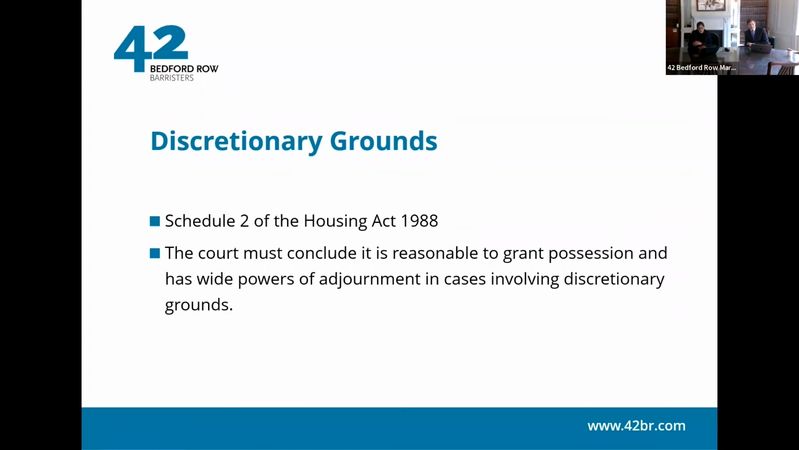Again, I'm not going to run through all of them, but by way of an example, ground 9 relates to suitable alternative accommodation. So for that ground, you need 2 months of notice of proceedings. There needs to be suitable alternative accommodation for the tenant, either available or to be available when the court order takes effect. And if the court is satisfied that the alternative accommodation is suitable, it must also consider whether it's reasonable to award possession. And that's an example of one of the discretionary grounds, and that's ground 9.